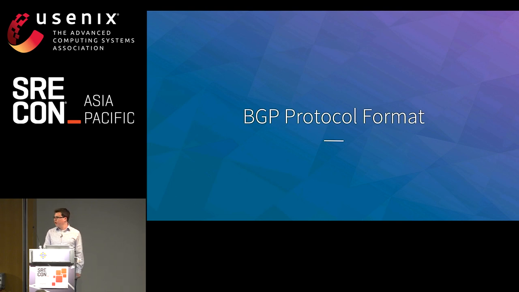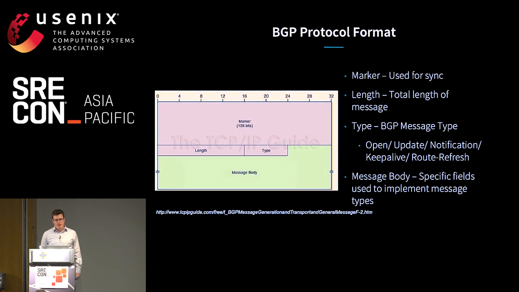All right, so the BGP protocol format. For every BGP message, there is a common header, which contains a marker, which is 128 bits, a 16-bit length field, which signifies the whole length of the BGP message, and then the type of BGP message: open, update, notification, keepalive, or route refresh. These are numbered one to five. And then we have the message body, which contains the actual message that the BGP protocol is sending.